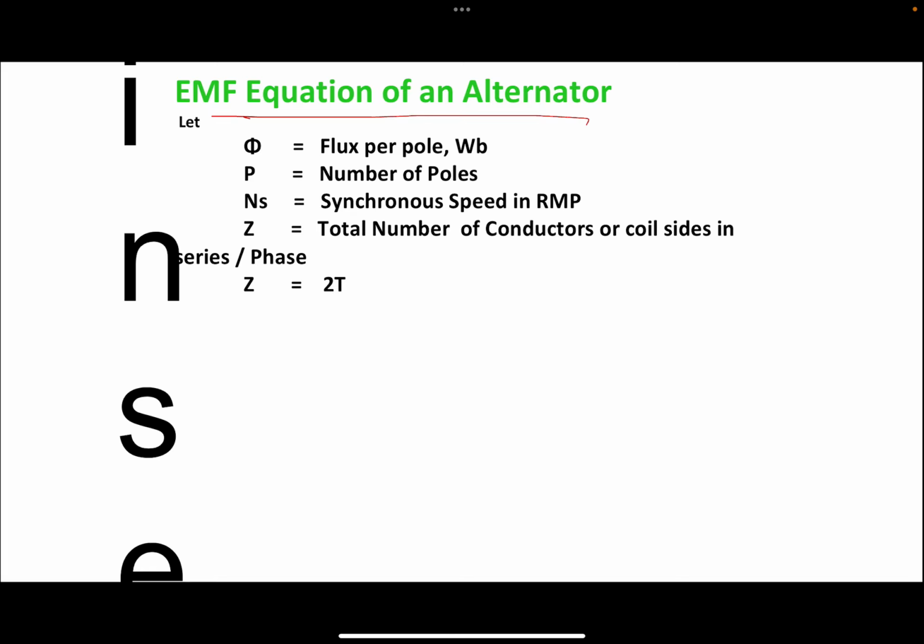P equals number of poles. Ns is synchronous speed. If you already know, then there is no need to write. Z equals total number of conductors. Conductors or coil sides, both are the same. Yes or no? Conductor or coil side, we have discussed in detail in the previous classes.